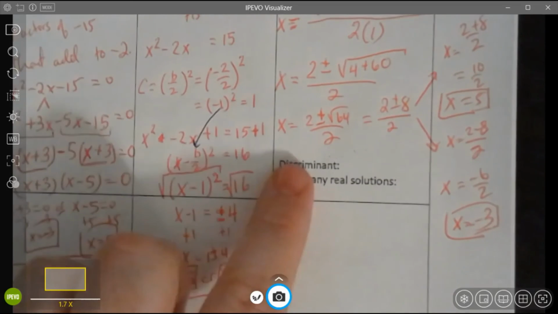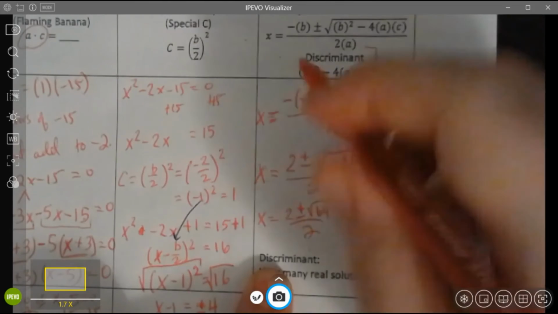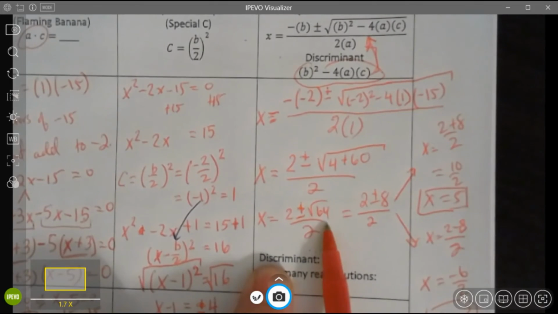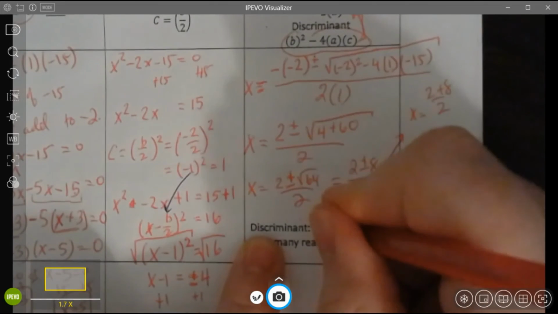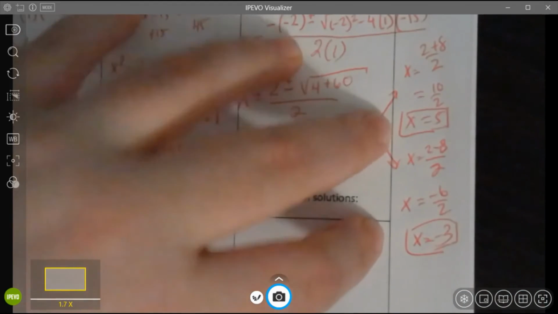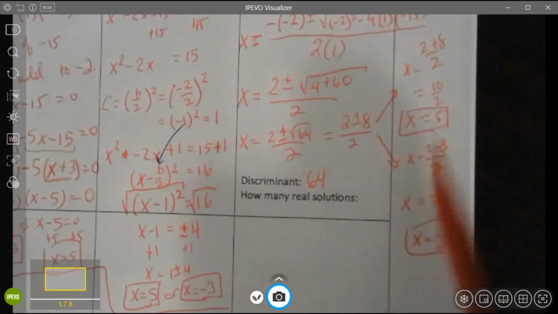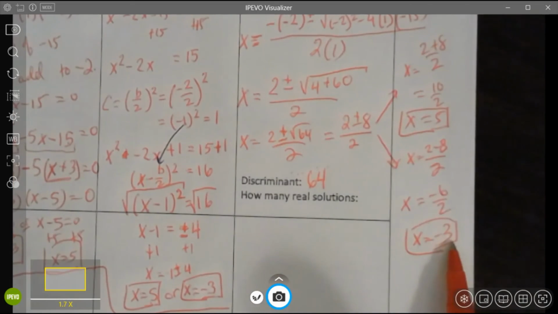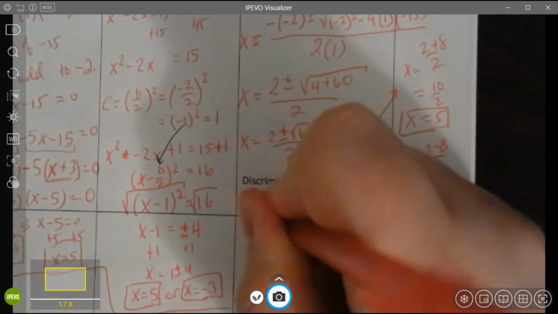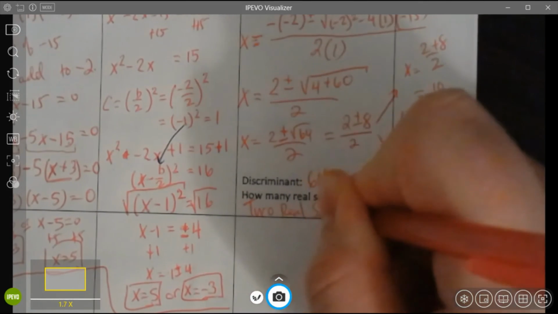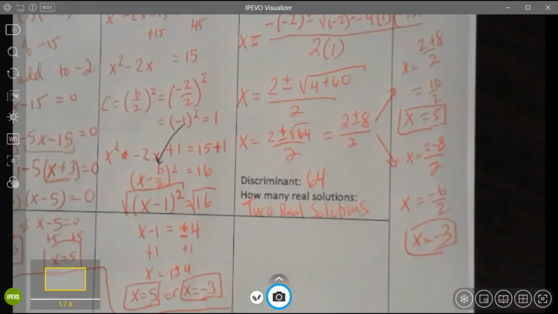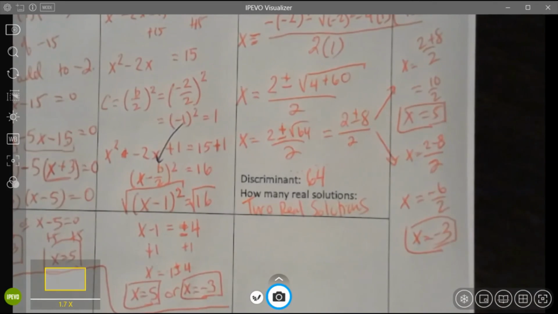So then they ask you, what's the discriminant? And the discriminant is what's underneath the square root. So what was underneath the square root when we simplified it here? It was 64. So for the discriminant, we're going to write 64. And then how many real solutions? Well, there were 2 real solutions, right? And there were no i's here. We had no imaginaries. We didn't have to factor out any negatives. So we say there were 2 real solutions because I didn't have any letter i's, since I didn't have a negative underneath the square root.